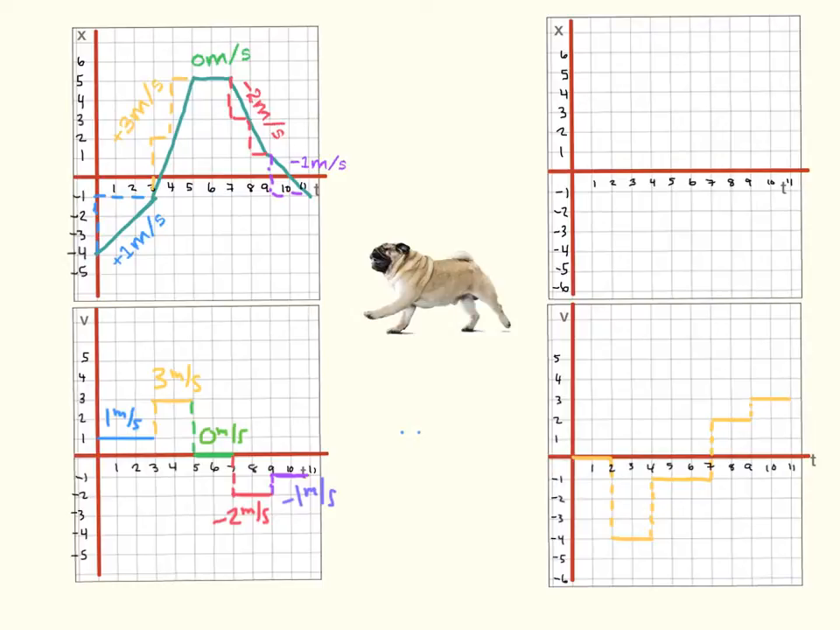So how about we take a look at the right side of the screen, where we are given a velocity versus time graph, and I want to draw the position versus time graph. So in this case, we want to do the opposite of what we just did on the left side. So here we're going to actually figure out what our velocities are, and that will become the slope on our position versus time graph. Because on our position versus time graph, the slope tells us the velocity.